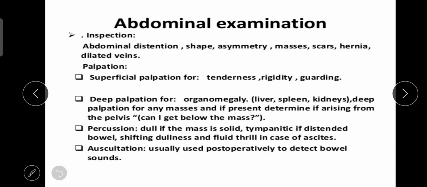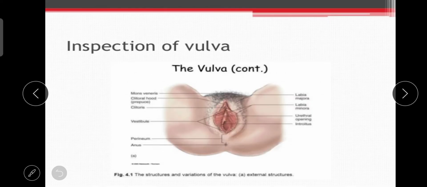First one is inspection, where you just visualize the part from the outside. Next is palpation, where you palpate for any mass or organomegaly. Next one is percussion. In percussion, you examine for any fluid collection. In auscultation, you listen to the bowel movement. Next one is inspecting the vulva. If you see the picture of the vulva, you are going to inspect, meaning visualize.